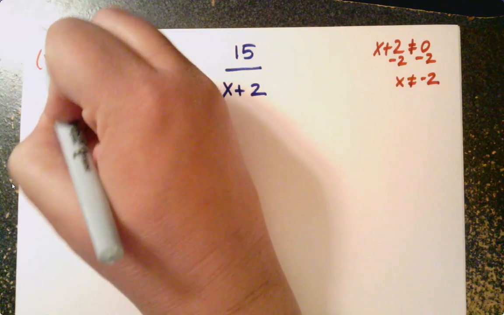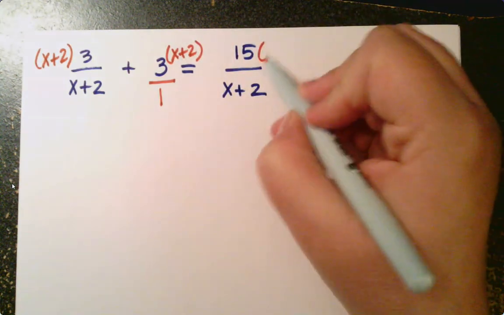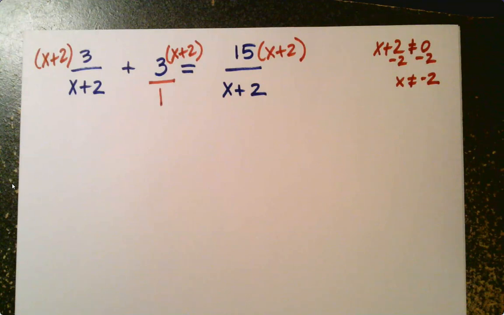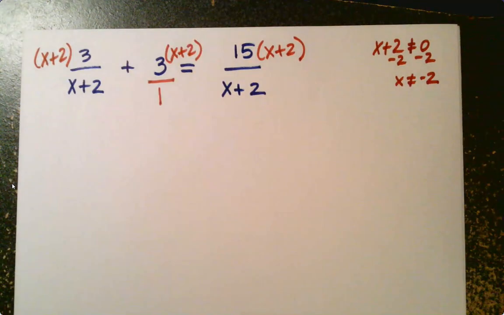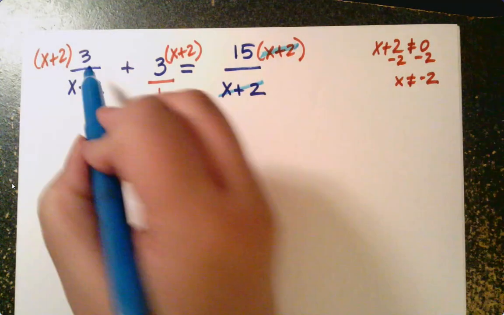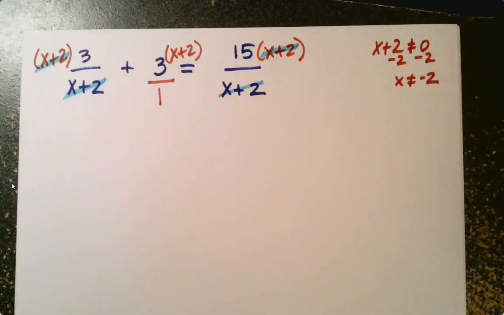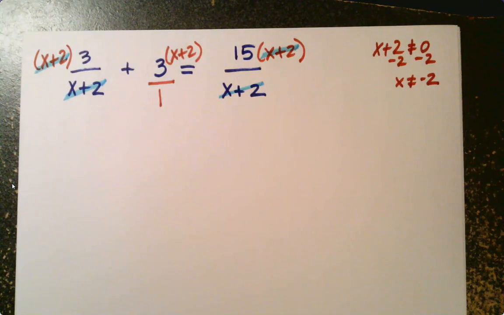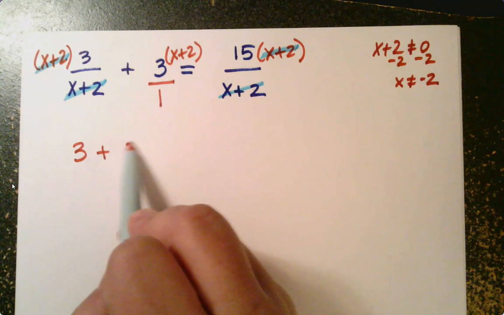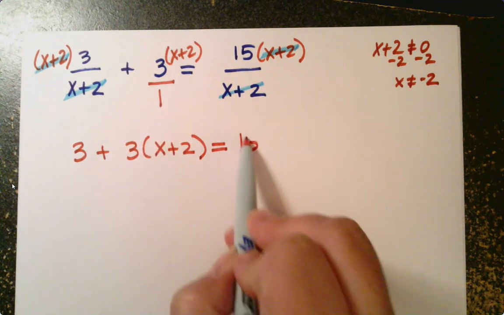I'm going to multiply by x plus 2 on every single term. That's my least common multiple. The only place it's going to stick around, though, is on this one, because here that will cancel. X plus 2 over itself is 1. Here it will cancel. X plus 2 over itself is 1. And here it sticks around. So now we have 3 for this term plus 3 times the quantity x plus 2 equals 15.